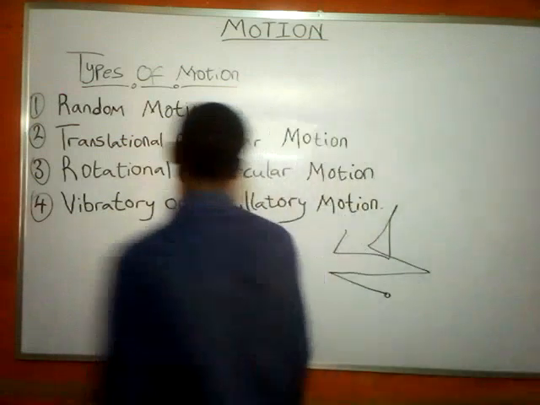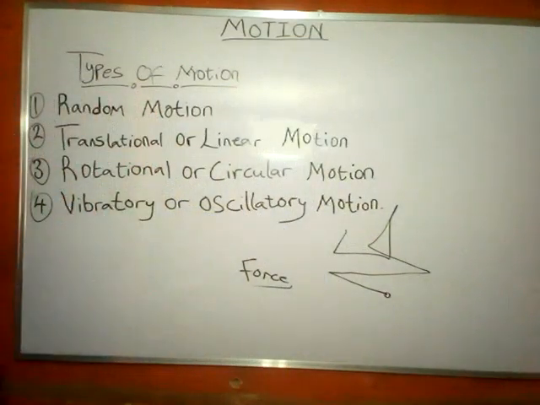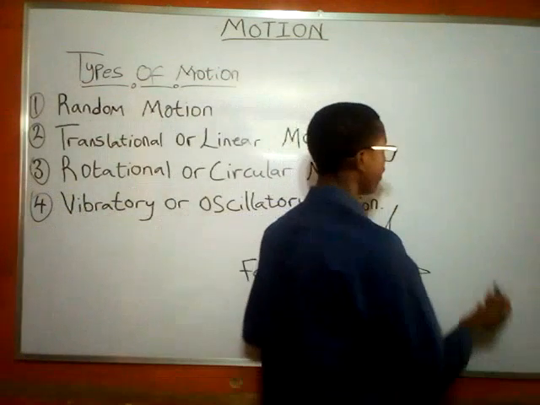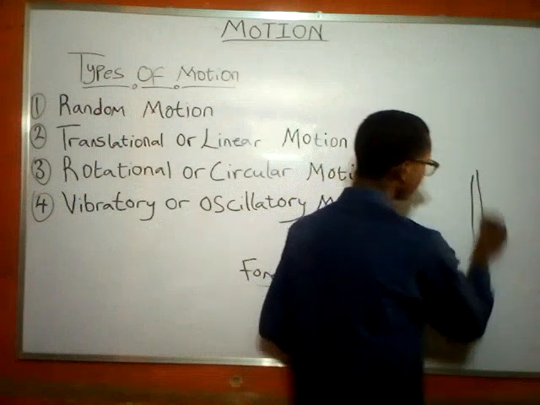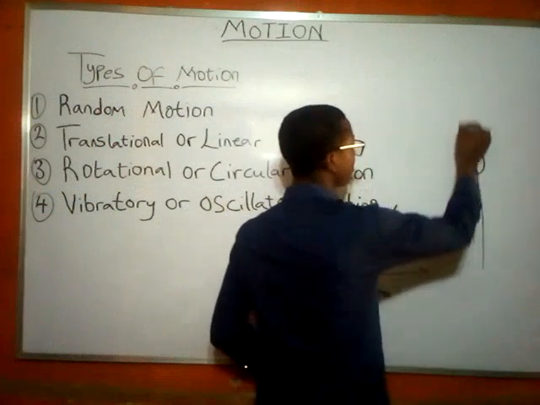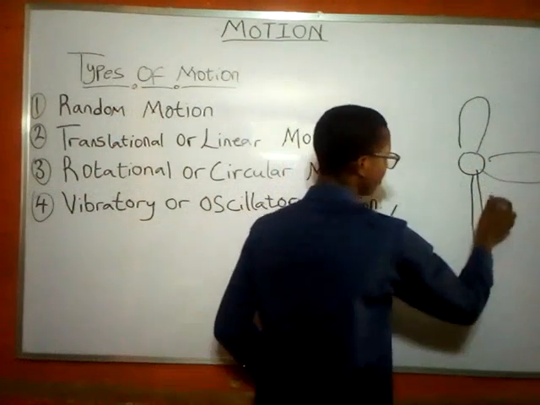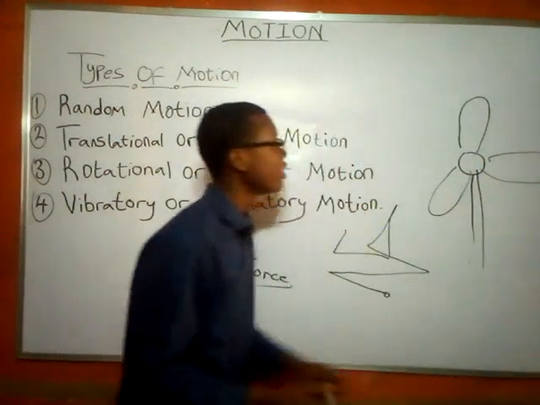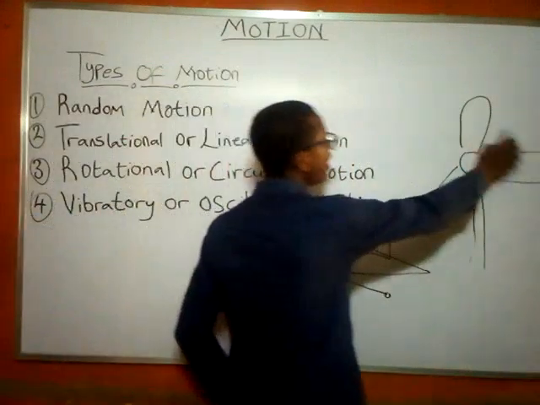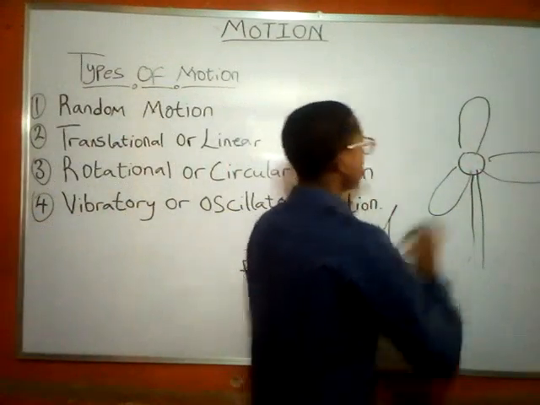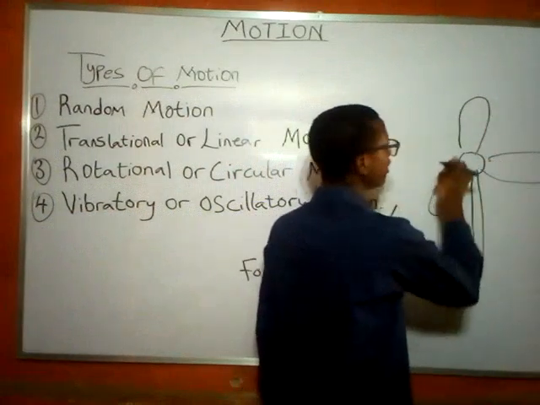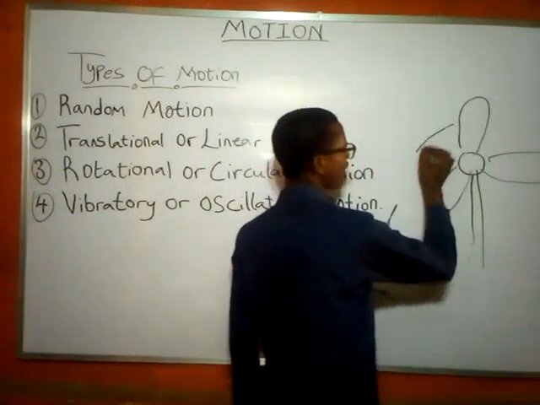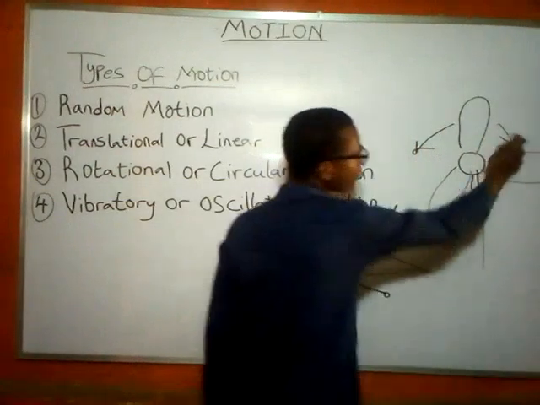Now, number three, we have circular or rotational motion. This type of motion is the motion whereby bodies move in concentric circles, e.g., the motion of blades of a fan. Let's say we have the blades of a fan. Forgive my drawing. Now, this fan, its blades move in concentric circles. How? Well, when you turn on the fan, it either moves this way or this way. But I think I prefer this way.